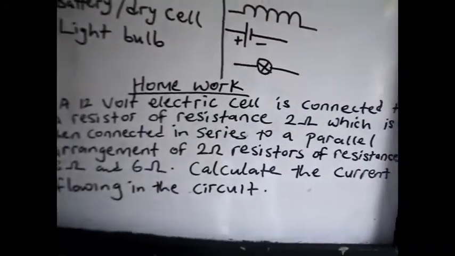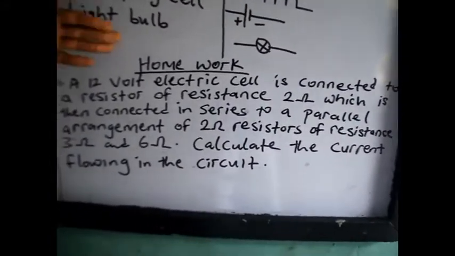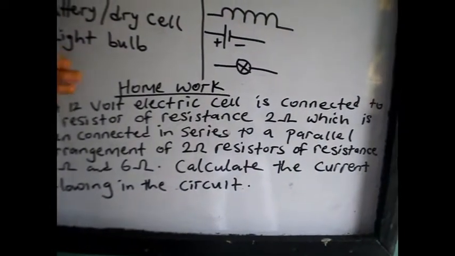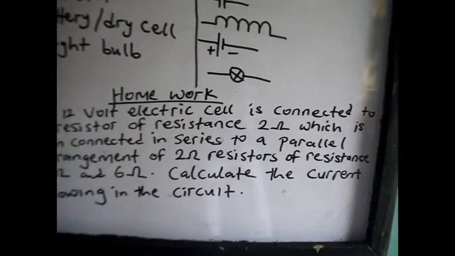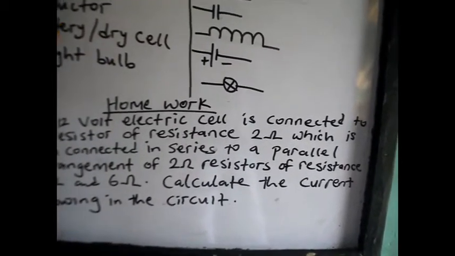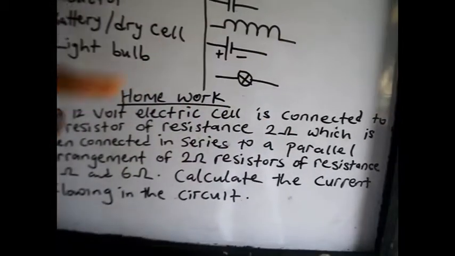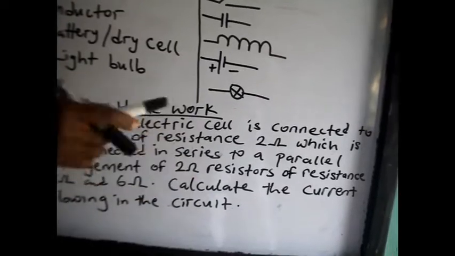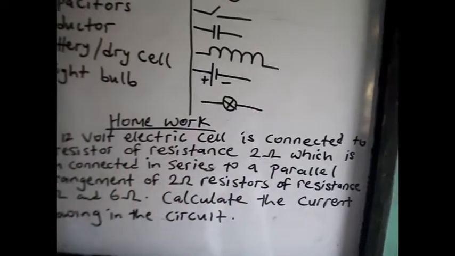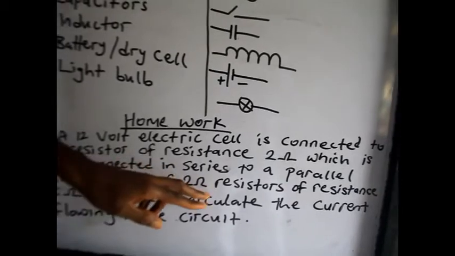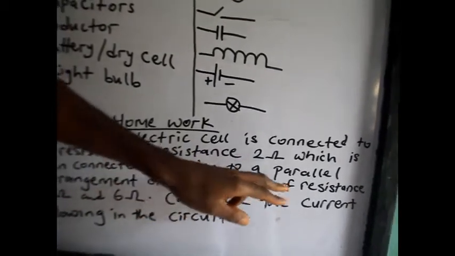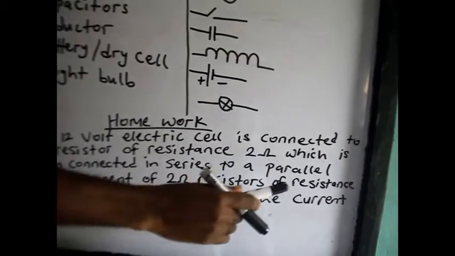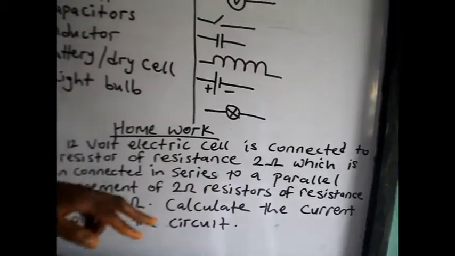We are going to stop here, but before I leave, I want you to look at this homework. Try and see how you can solve it. A 12 volts electric cell is connected to a resistor of resistance 12 ohms, which is then connected in series to a parallel arrangement of resistors of resistance 3 ohms and 6 ohms. The question is, calculate the current flowing in the circuit.